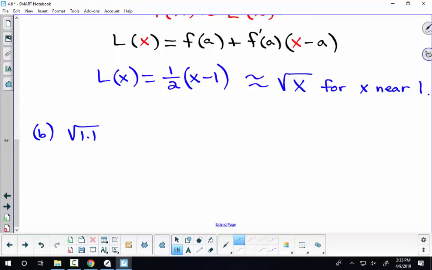So the square root of 1.1, this is where some of the confusion was. For the square root of 1.1, our x, the thing we're plugging in, is just 1.1. So we want to evaluate our line at 1.1, not the square root of 1.1, because the line approximates the square root of some number. So that square root is already accounted for in that tangent line.